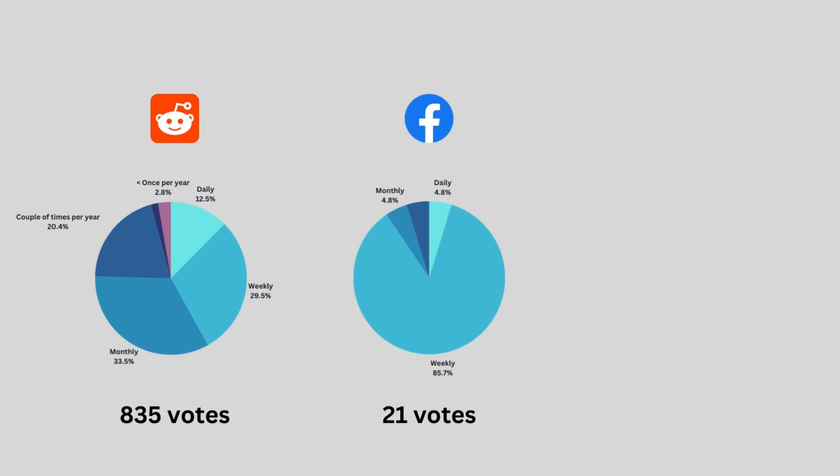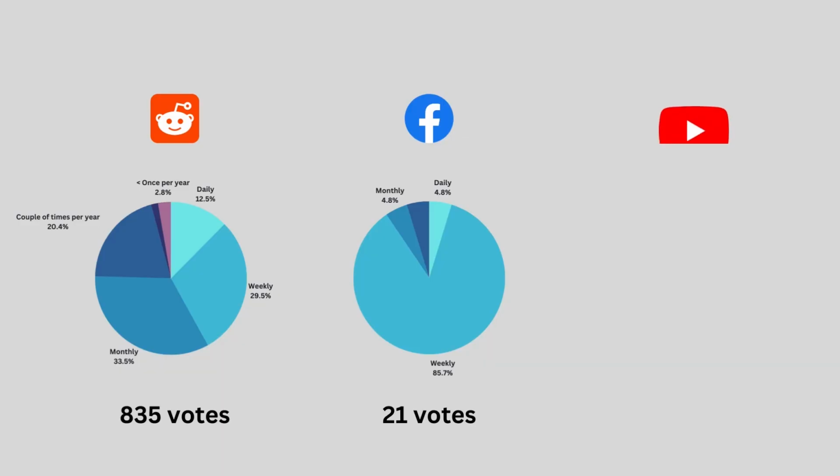The next one was Facebook. Surprisingly, there were not a ton of answers, only 21, but more than 80%, 85% to be exact, voted that they were releasing weekly. That's a very big difference compared to the other ones. The rest of the options were shared between every day, monthly, and a couple of times per year.